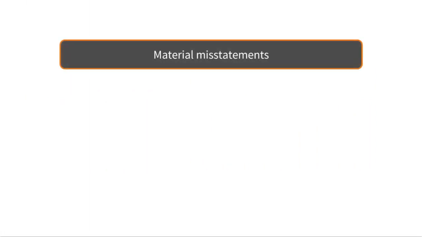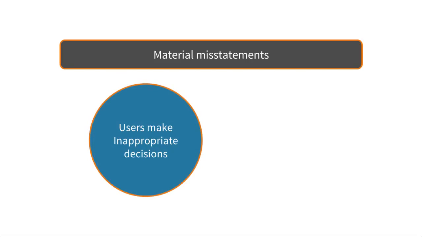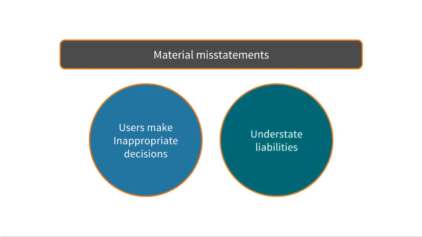These material misstatements, if present in the financial statements, could cause inappropriate decisions to be made by the users of the information. For example, a decision could be made by the bank to give finance to the company based on the financial statements. In reality, if a material misstatement is present in liabilities, causing them to be understated, once corrected, the lender may not come to the same conclusion.